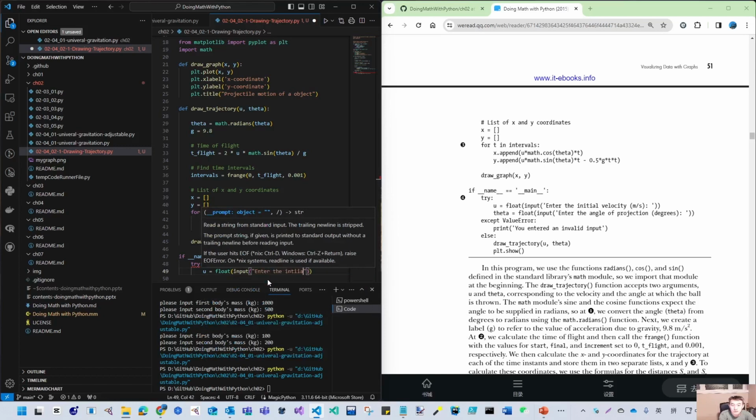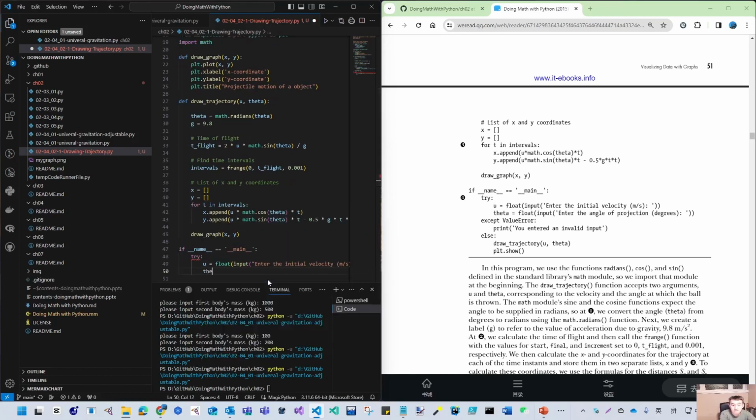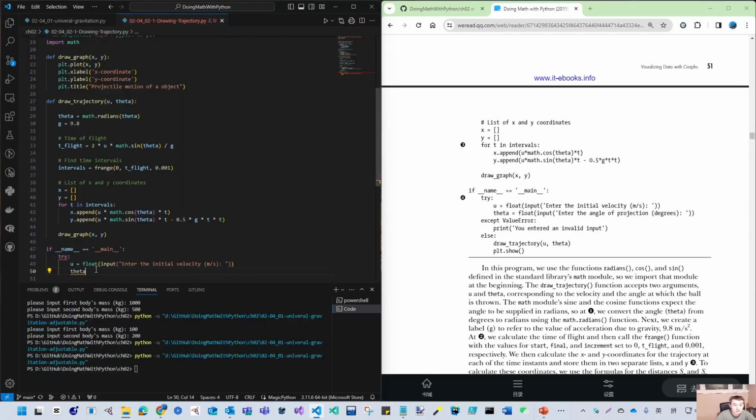Enter the initial velocity in meters per second. Then we have the second input, which is theta. So let's minimize here. Then you can see theta is longer, so float input.